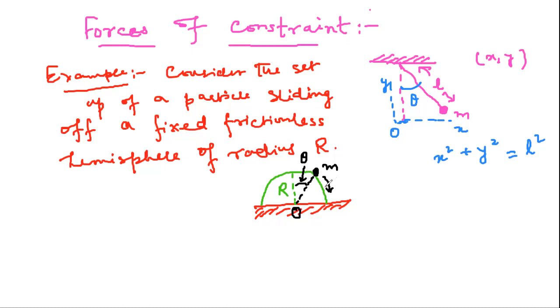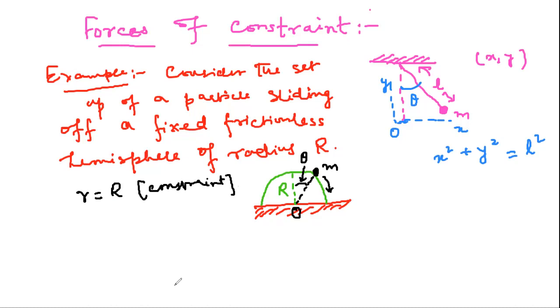Now the constraint here is that the radial distance from the point O, which in general I call small r, is constrained to be the capital R, because the radial distance of the particle from O as it goes along the surface of this hemisphere will always be capital R. So my constraint is small r is equal to capital R. Small r is the radial distance from O of the particle of mass m, right?